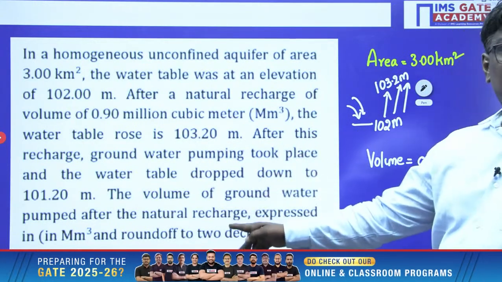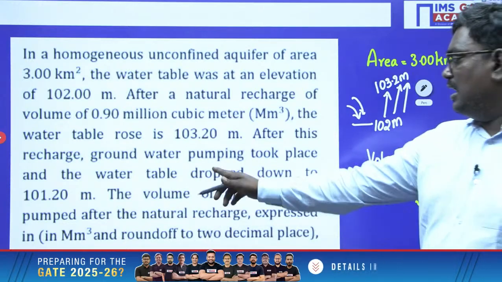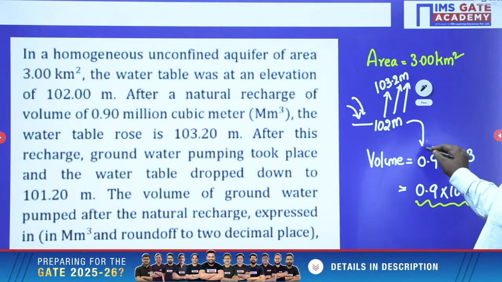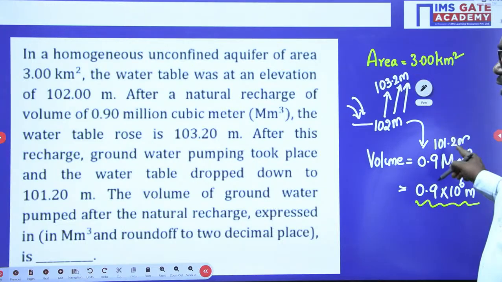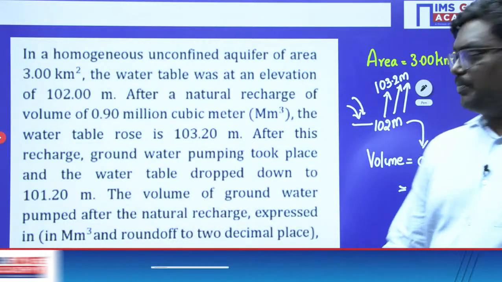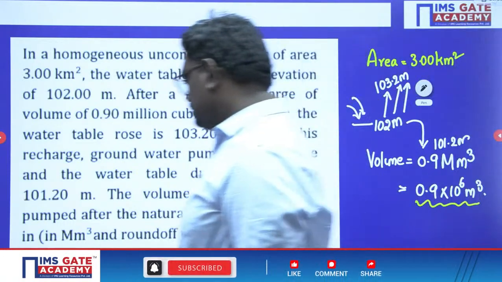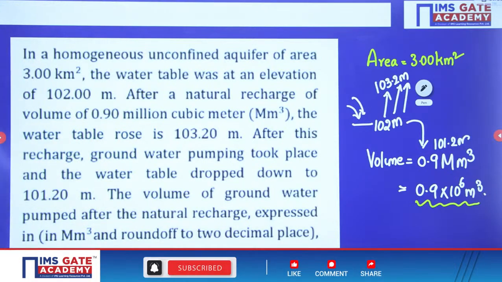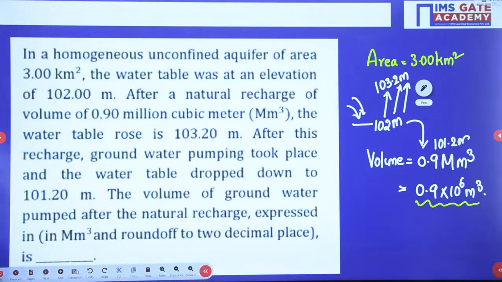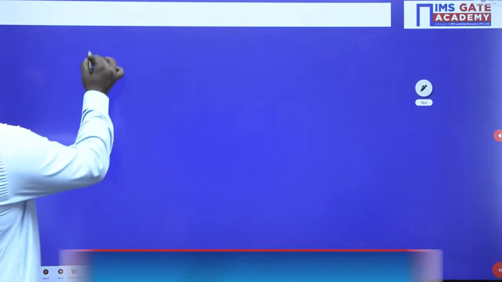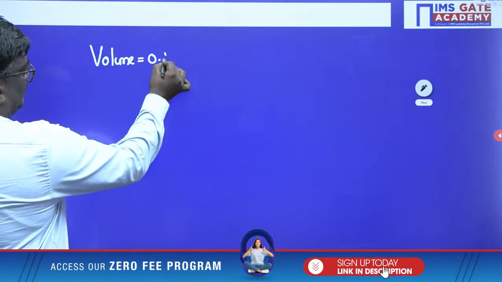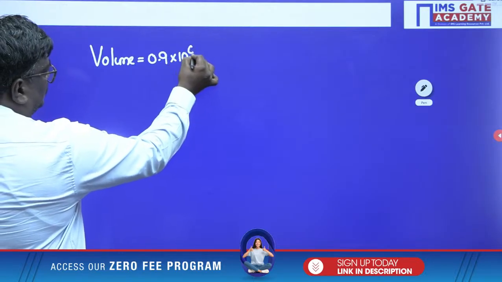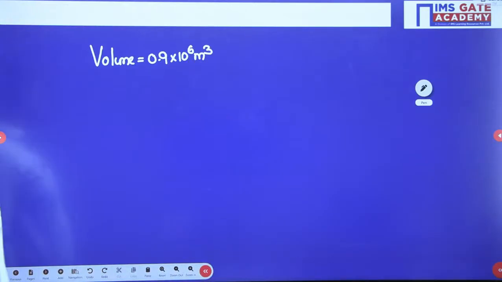After this recharge, the groundwater pumping took place and the water table drops to 101.2 meter. From 103.2 it is falling to 101.2. We need the volume of groundwater pumped after the natural recharge. First, the water table has risen due to natural recharge. Initially the volume is given as 0.9 million meter cube, which is 0.9 into 10 power 6 meter cube.